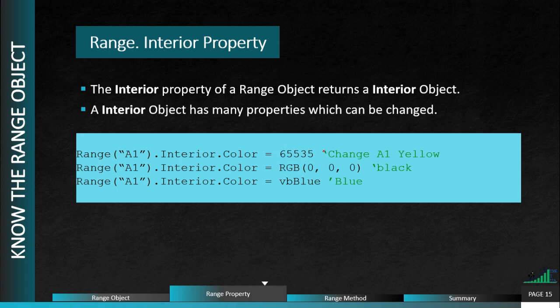65535 becomes yellow, RGB 0,0,0 is black. It's a way of giving the color value. It all has a constant number; if I write RGB 0,0,0, that also has a constant number. This is also a direct number, and this is another, vbBlue. The easiest way to remember the color value is this way. In any color, I want to make it colorful.